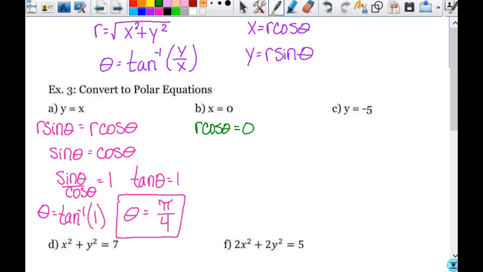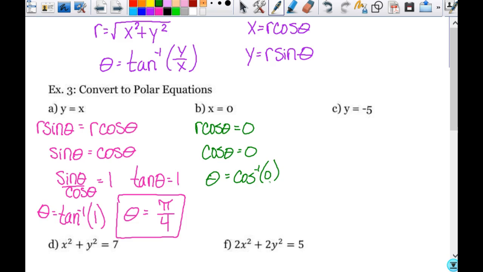Well, that means the radius is 0. Can you have a circle with a radius of 0? No, so that doesn't even make any sense, right? So maybe I can't solve this, or maybe instead I'm going to divide both sides by r. If I divide both sides by r, then that gives me that cosine theta is equal to 0. So theta is the cosine inverse of 0.